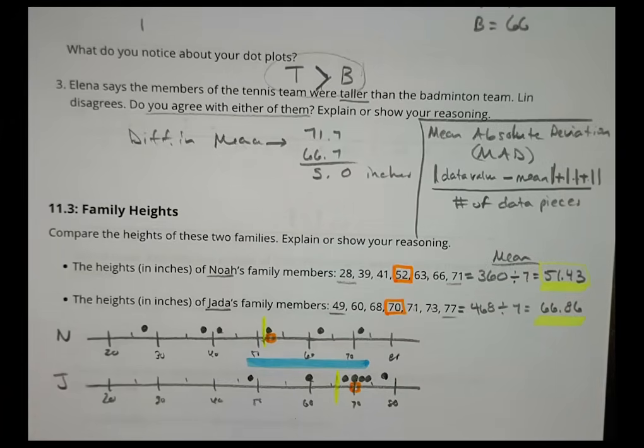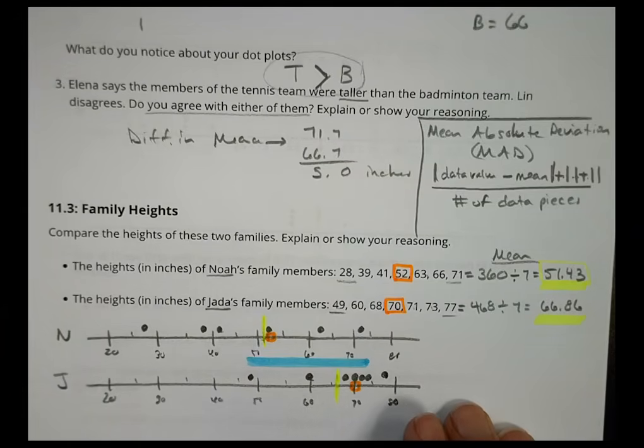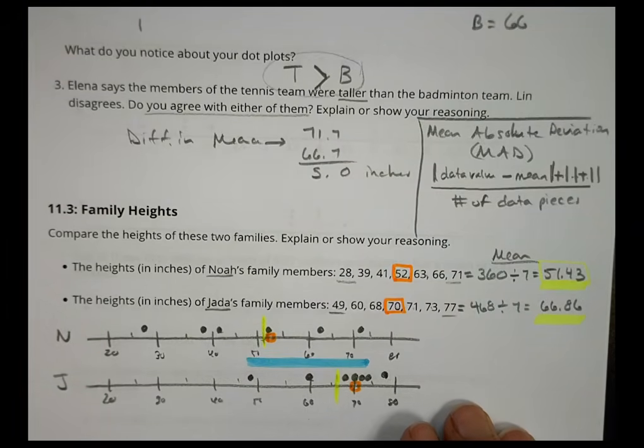That's for sure. Okay, so Jada has the greater center of distribution, the greater mean, the greater median, and so it's just going to have an overall taller family. Okay, that's what we see so far.